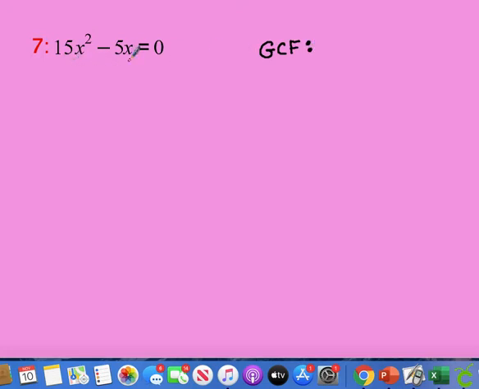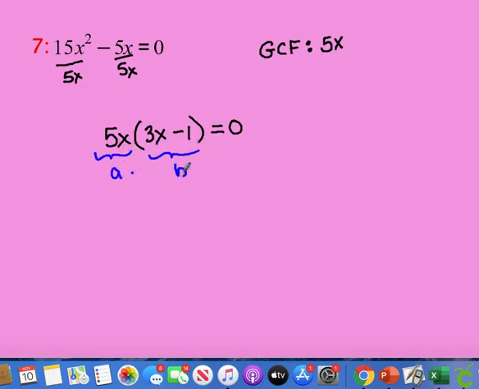So if I look at both terms, I see that both terms are divisible by 5 and both terms are divisible by x. So that makes my GCF be 5x, and I'm going to be able to pull out a 5x. When I pull out a 5x, that's going to give me 3x minus 1. All right, now I reevaluate to make sure that nothing can be factored again.